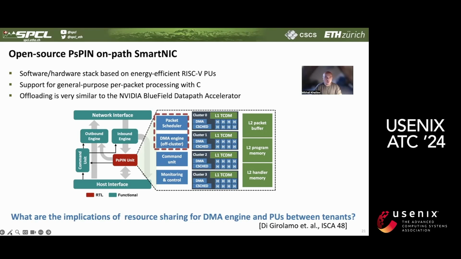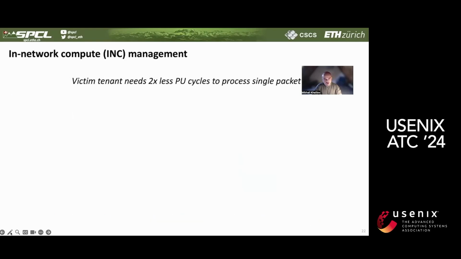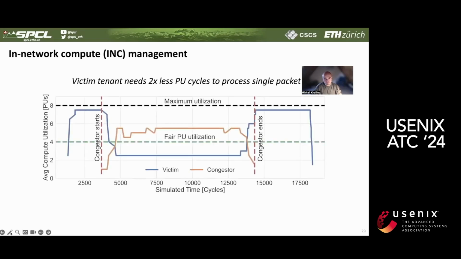Let's see now how well out-of-the-box PSPin schedulers can handle scenarios when two tenants share compute and I/O resources. For the compute scenario, we simulated two tenants with the same packet size. The victim tenant has a compute cost per packet which is twice smaller when compared to the congester.